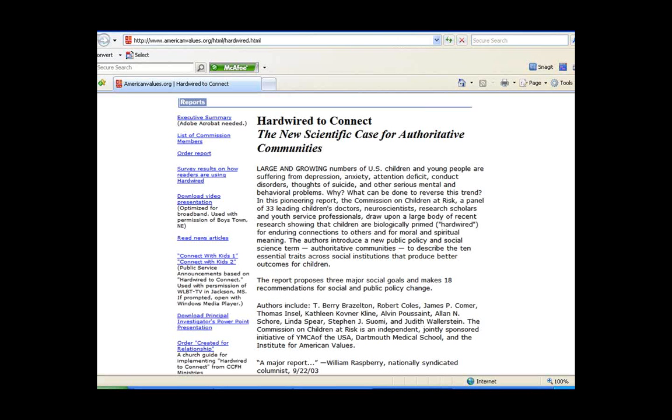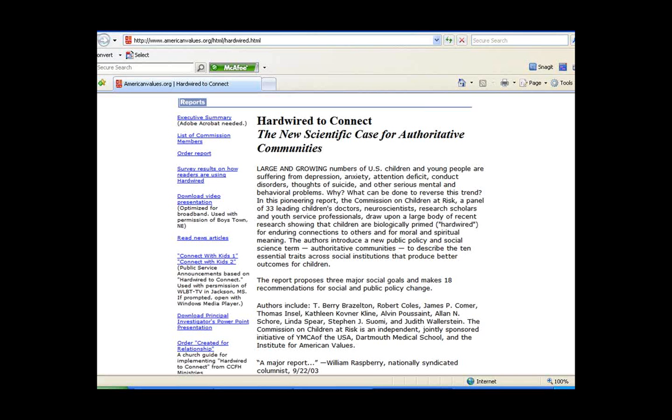Here's another example where you have a number of authors indicated, and in this case you really don't have a principal author indicated. So in this case, Brazelton would be meeting the core level standard.